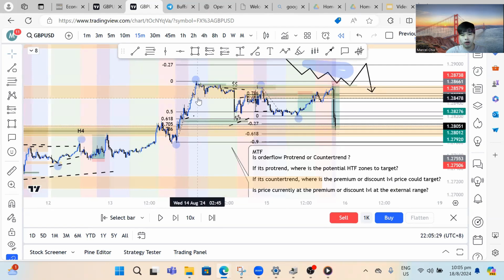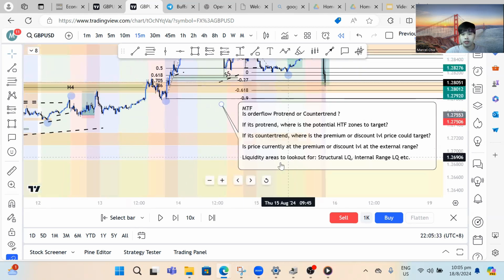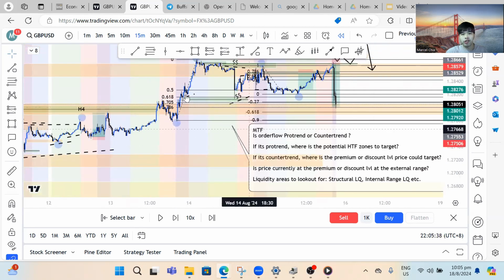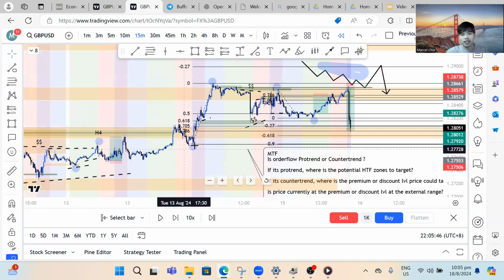So price went on to target this whole internal range liquidity before continuing its area. So liquidity areas that we can look out for, structured liquidity is at this point. Internal range liquidity is basically at this point that was available. So you might potentially ask, why is this the chosen external range?